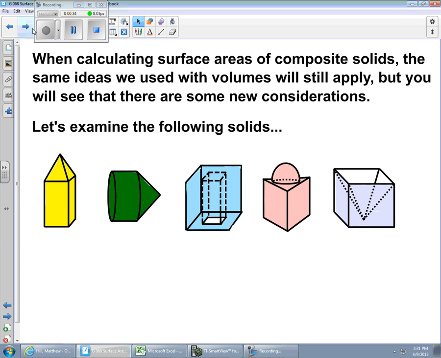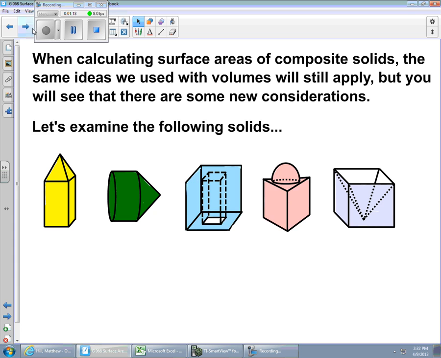When calculating surface areas of composite solids, the same ideas we use with volumes will still apply. What we'll see is that there are some new considerations, and you may have already seen some of these things, or at least thought about them in the back of your mind, and we'll get to them in great depth. These are the 5 solids that we did when we were going through volume. If you've got them copied down, that's great. We did change some of the values on some of these measurements because the variables needed to calculate volume are not necessarily the same variables needed to calculate surface area.